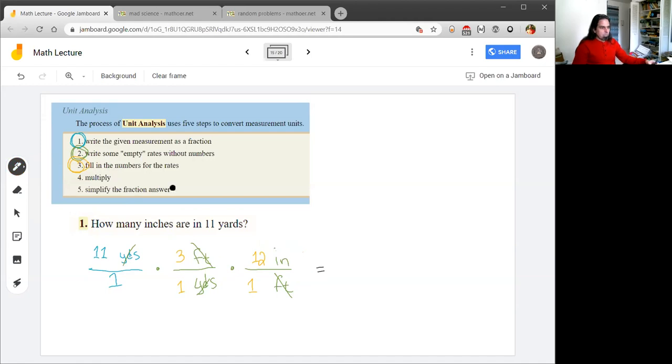Then we multiply. How do you multiply fractions? You multiply across the top and bottom separately. 11 times 3 times 12. And the only word that's left is inches. And 1 times 1 times 1 is just 1, and there's no words left. So what is that? 396 inches.